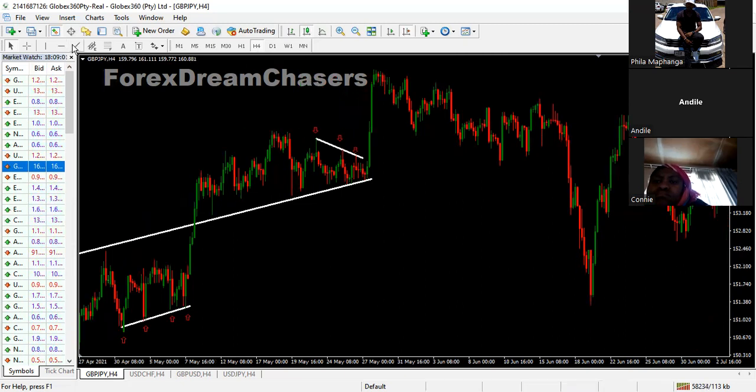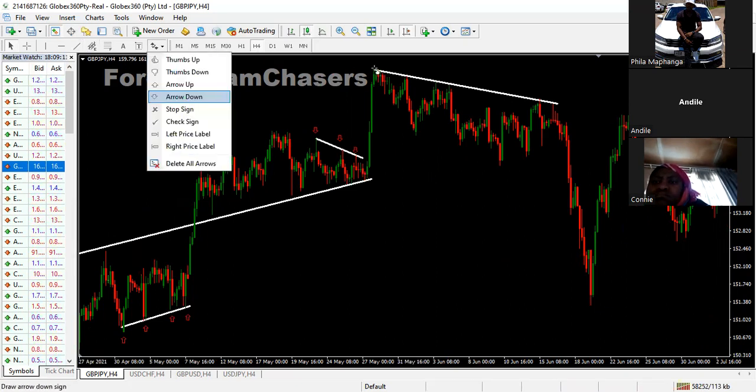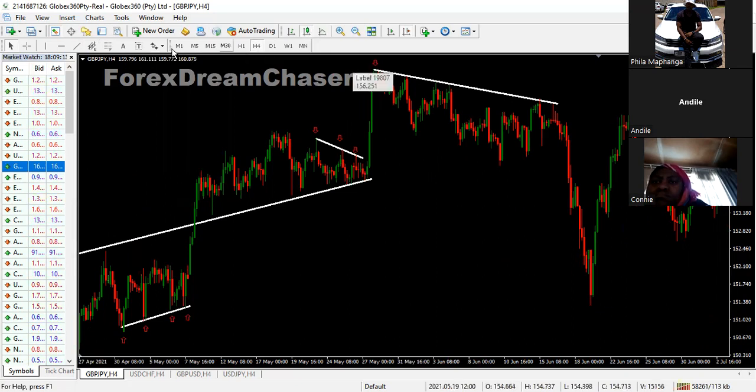Look at this. It is a simple strategy that you can use to master Forex. This is a simple strategy that you can use as a beginner. It is very simple and easy to identify. Can you all see that?